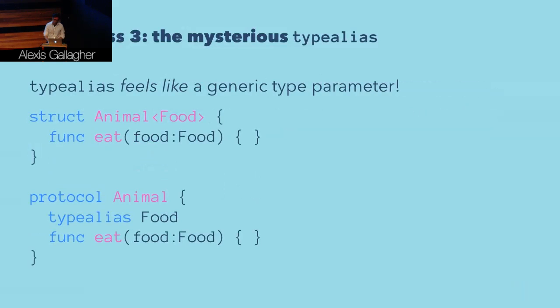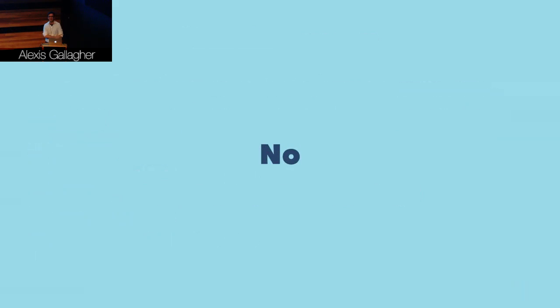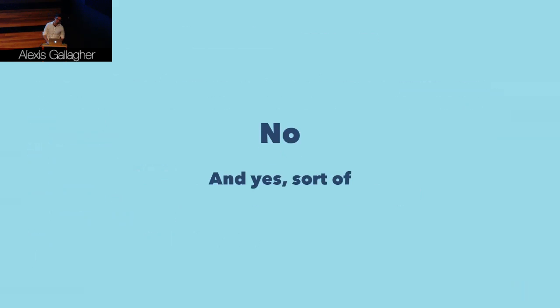So that leads to the question, well, all these things that are odd about PATs, is that because PATs are really under the surface, or conceptually best understood as, generic protocols in the same way that type parameters are used for generic types? Are they really just generic protocols with a little bit of a wacky syntax? Does that explain everything? And this was the road I started going down first. No. The answer is no. They're a bit like that, but I don't think that's the most productive way to think about them. And they would be different if they actually were like that. But they are a bit like that. So it's no and yes, sort of.